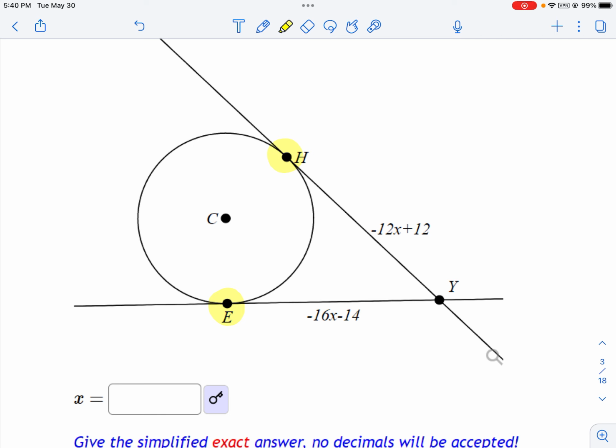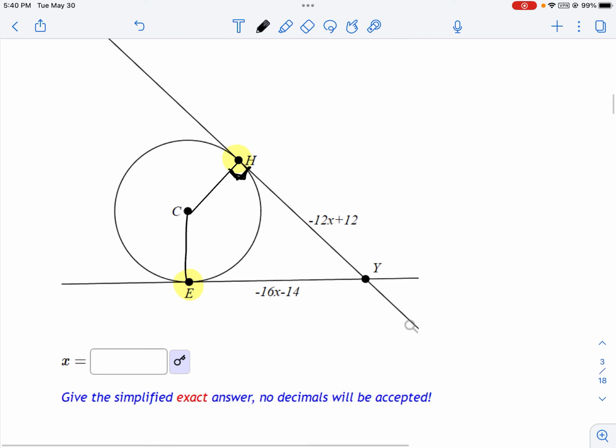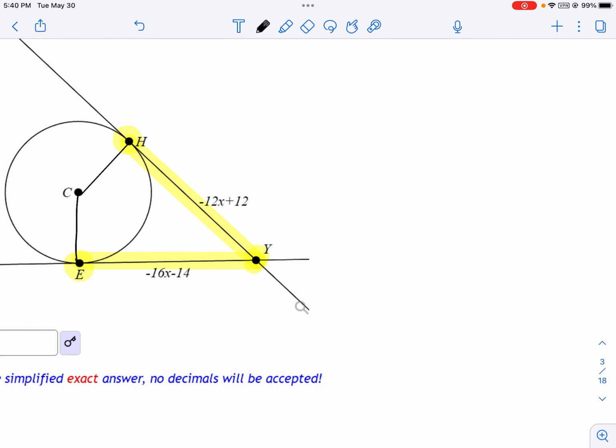Now, why we care about this is two things we automatically know. One, that the radius from the center to the outside is intersecting at a right angle with the tangent lines, right? Both radii there. Now, that's not really important to what we're going to be doing. The second property that we know is that this intersection point between two tangent lines, the distance from your point of tangency to that intersection is going to be the same distance for both segments, meaning that the negative 12x plus 12 is going to be the same distance as the negative 16x minus 14.